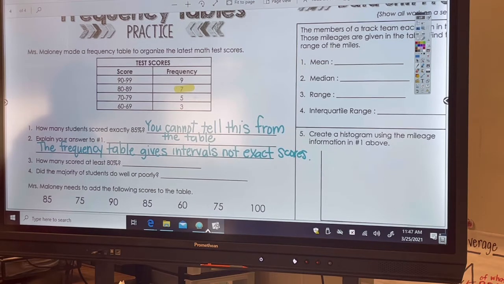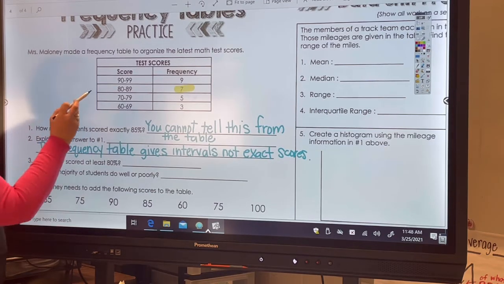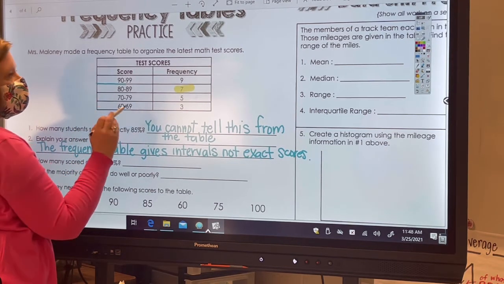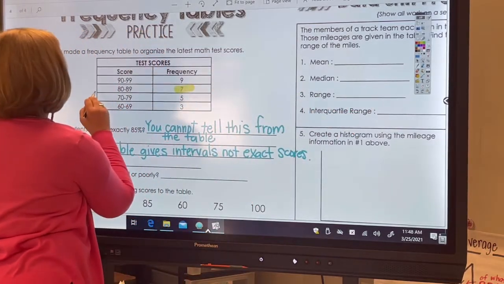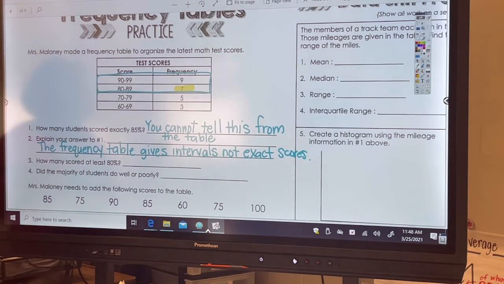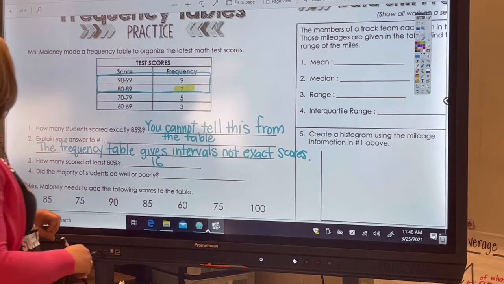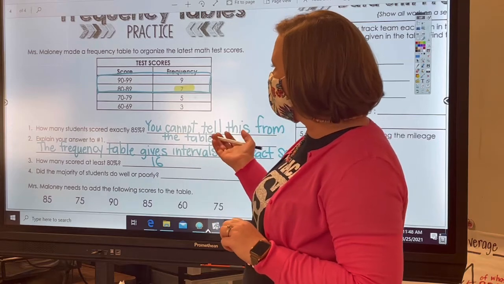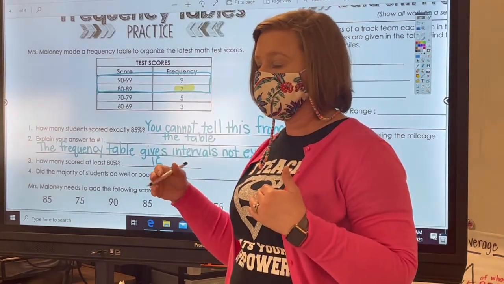Is 3 the same one? Hmm? Is 3 the same one? How many scored at least 80? Can you tell? Oh, okay, no, I understand it. All right, so right here we have 80 to 89, and then we have 90 to 99. So how many people scored at least 80? 16. We don't know how many people scored 80 or how many people scored 89 or how many people scored 93, but we know that 16 people scored at least an 80. I don't know why I was thinking like 80 exactly. So did the majority of the students do well or poor? Well.